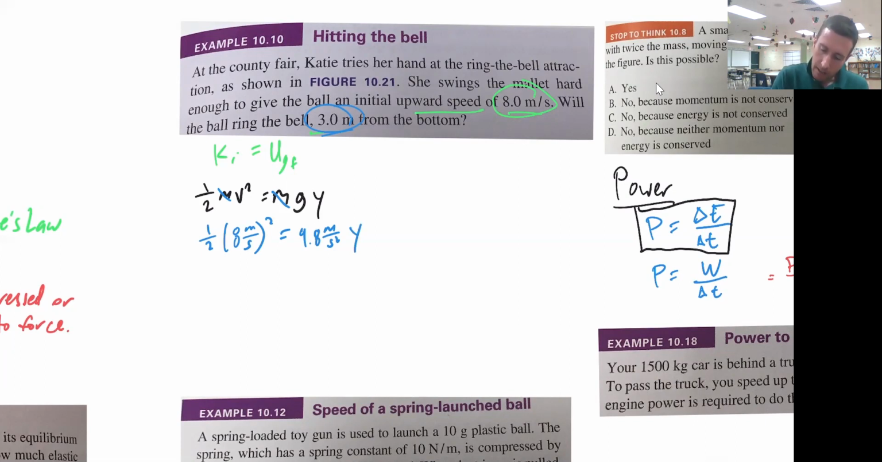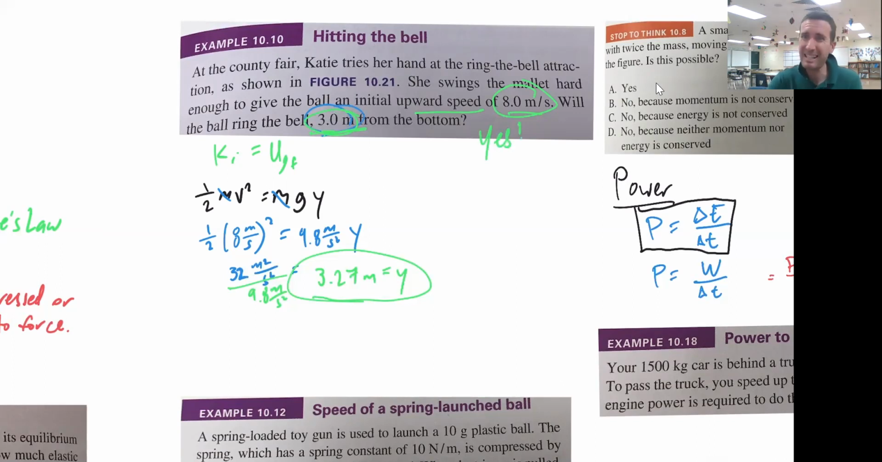1/2 of 8 squared. 8 squared is 64. 1/2 of that is 32 meters squared per second squared. Divide by 9.8 meters per second squared. 32 divided by 9.8 gives me 3.27 meters equals y. So the ball could go up to a height of 3.27 meters. The bell is 3 meters from the bottom. So yes, the bell will ring. Is there another way that we could do that?